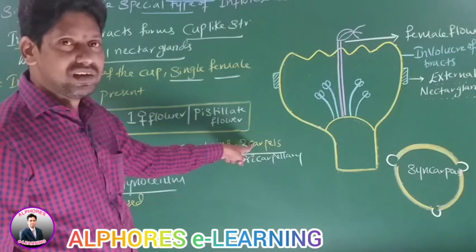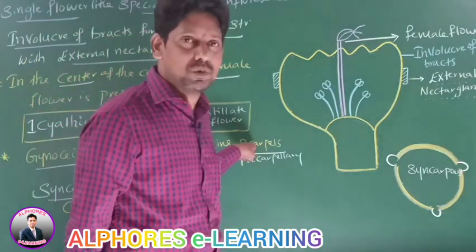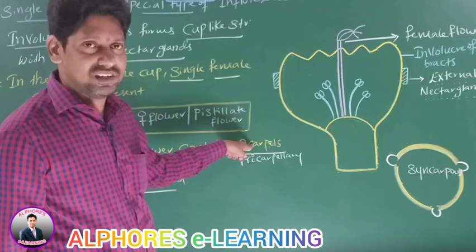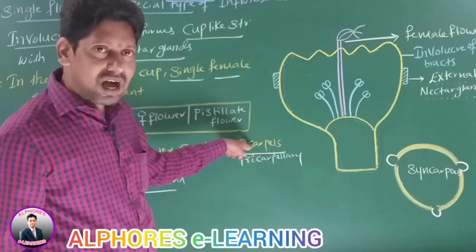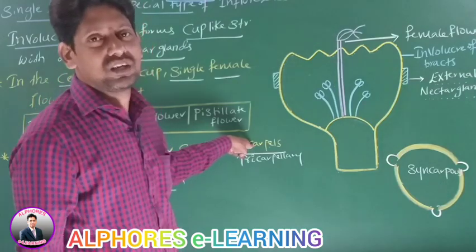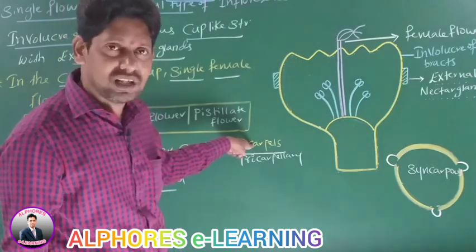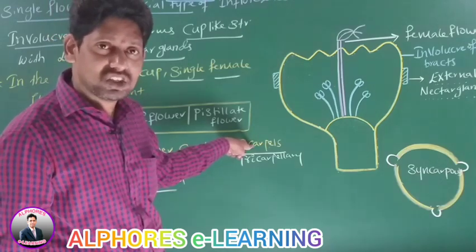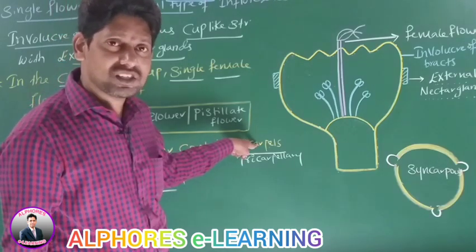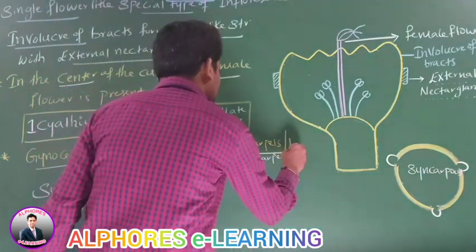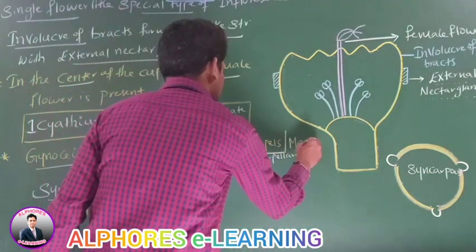Now listen to the statement carefully. Carpels are also called megasporophylls. Carpels are also called what? Megasporophylls. Listen to this statement: carpels are functionally equal to megasporophylls. What are functionally equal to? Megasporophylls, carpels. Therefore, carpels are functionally equal to megasporophylls.